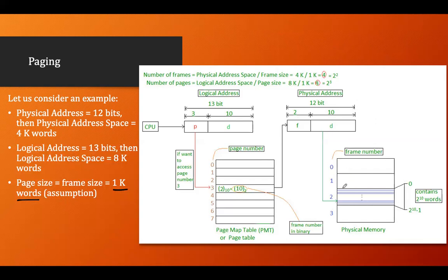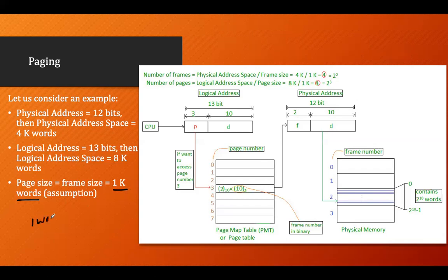Here we have one frame. In one frame, thousand words could be there. So in one frame there is 1k words. So this is the size of it, 1k. So 1k is the size. Okay, 1k word or 1k byte you can say.